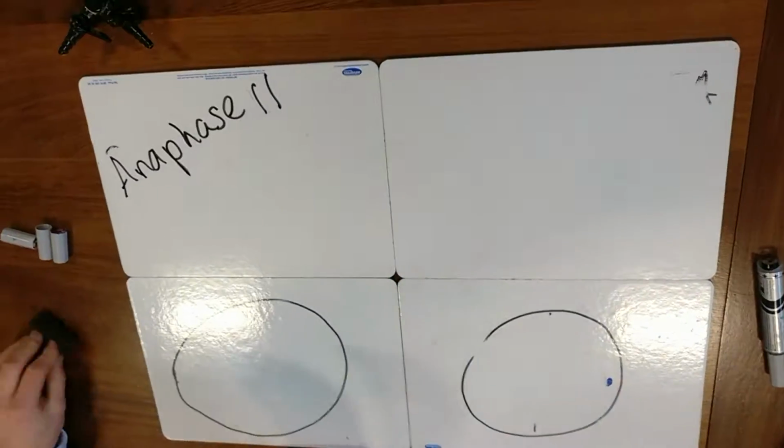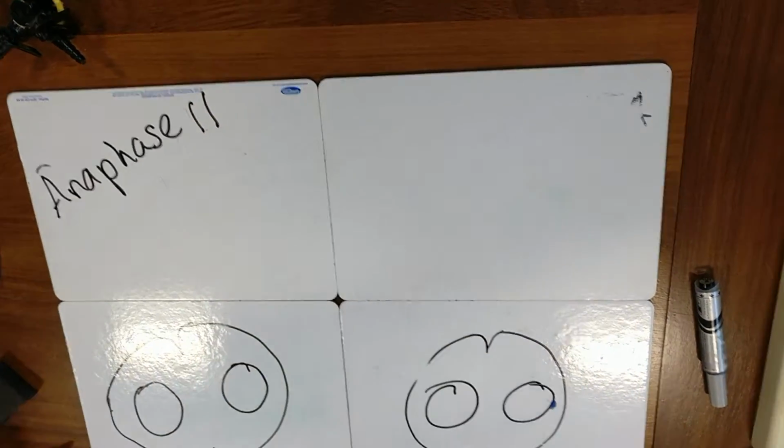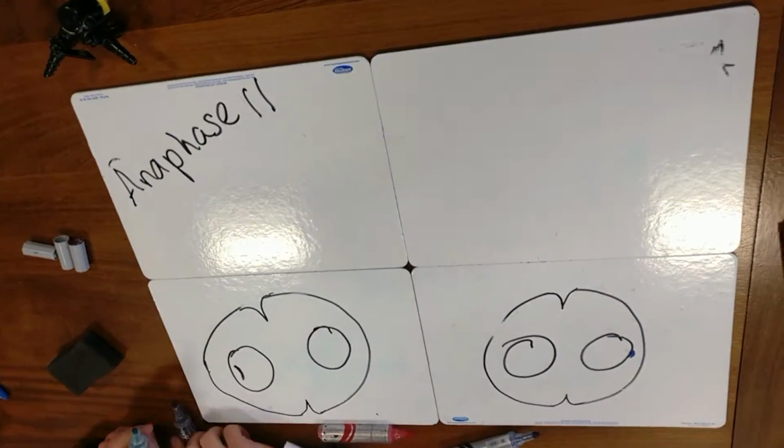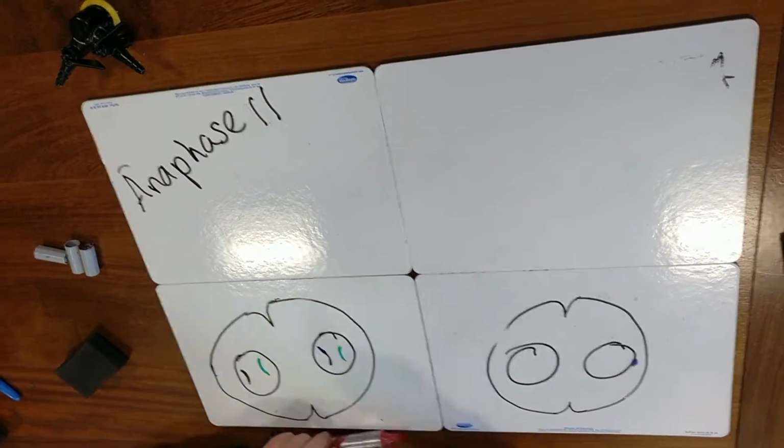Now begins anaphase 2. Sister chromatids are separated as the centromere splits and the spindle fibers pull the chromatids to opposite ends of the cell.